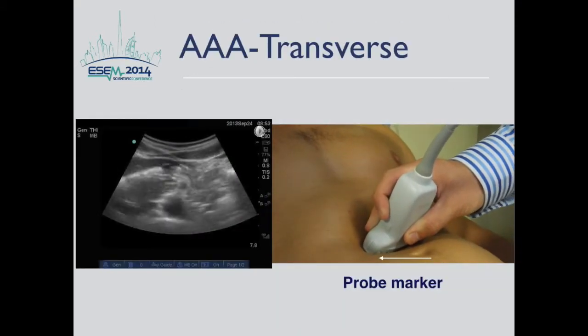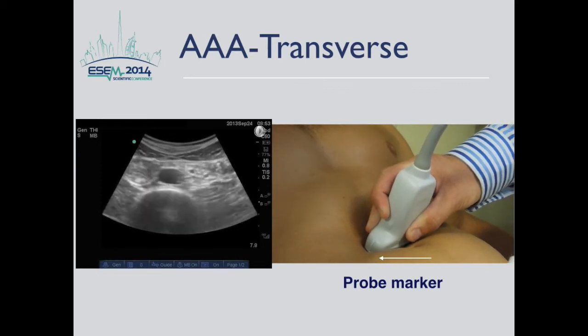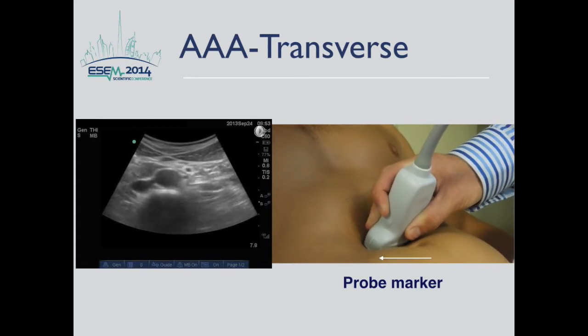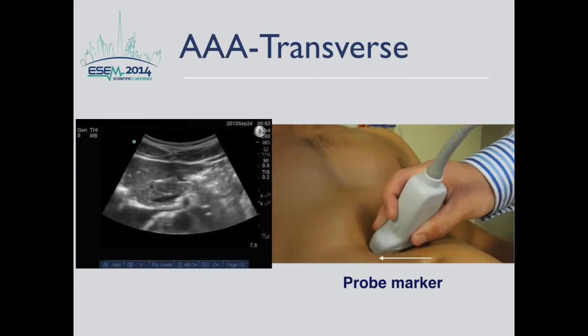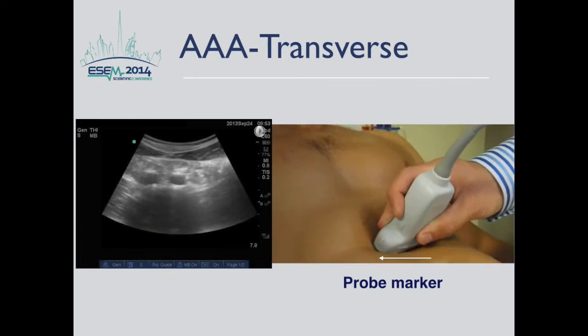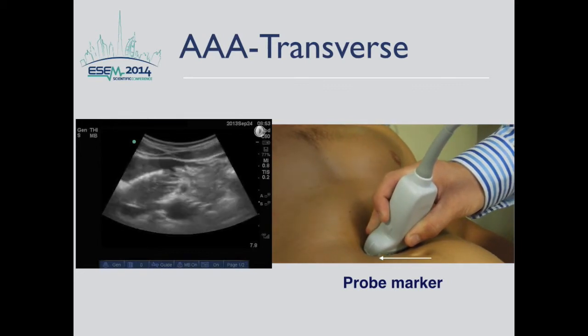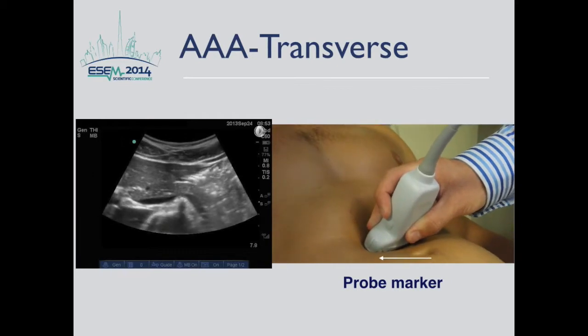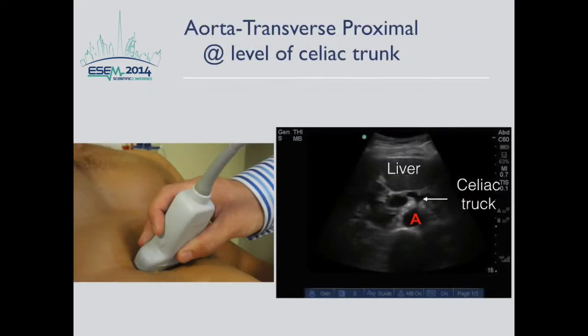Starting with the transverse evaluation of the abdominal aorta, you will start proximally, positioning the probe in the transverse orientation with the probe marker to the patient's right or at 9 o'clock. The probe should be in the epigastric area just distal to the subxiphoid process and perpendicular to the patient's abdominal wall. Follow the aorta distally until it bifurcates. We will go through a series of ultrasounds representing the abdominal aorta at each of these 5 key elements, starting with the transverse proximal view at the level of the celiac trunk.